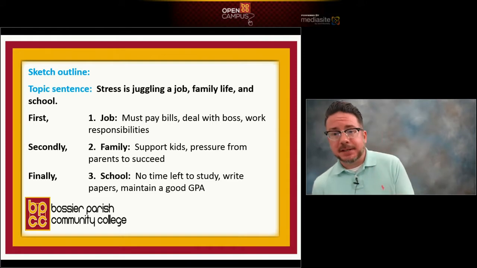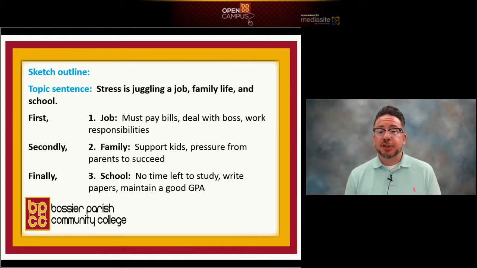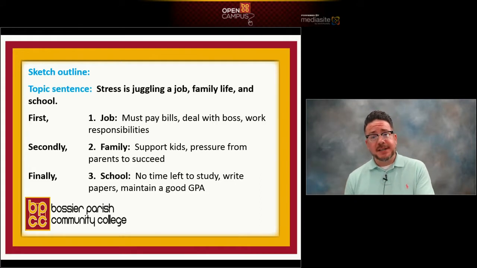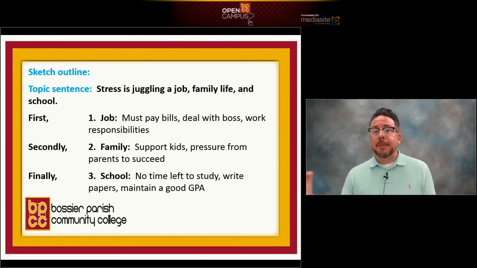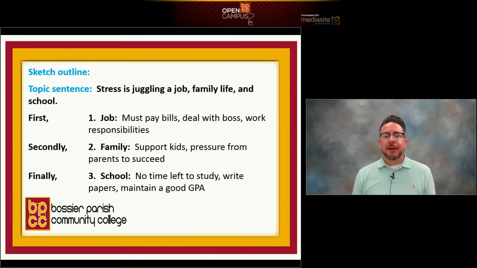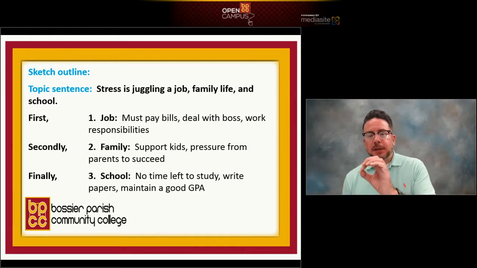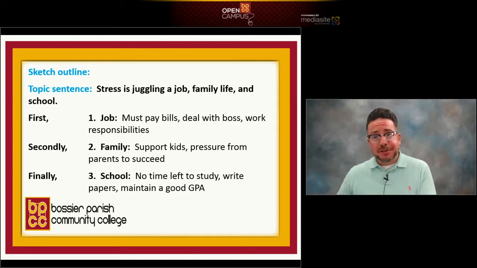So I've got a topic sentence. I'm going to write this out as a complete sentence. Stress is juggling a job, family life, and school. This is a great topic sentence because remember, a topic sentence has to have 2 main components. It has the limited topic. What is this paragraph about? Well, our limited topic here is stress. And then we have an idea about the limited topic, that what stress is that it's juggling family life, job, and school. So that's a good topic sentence. This topic sentence also tells the reader what the 3 supporting points are going to be. So good job here with the topic sentence.